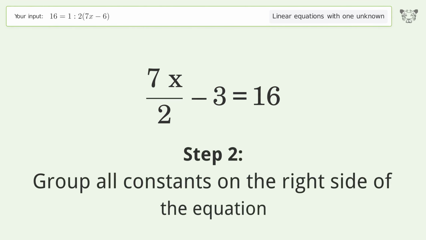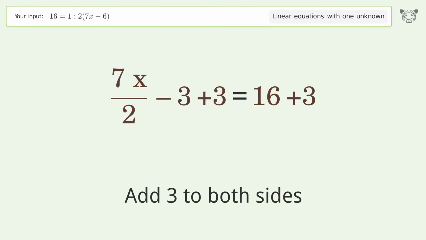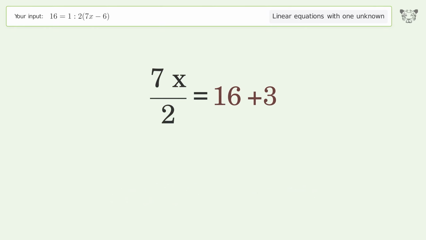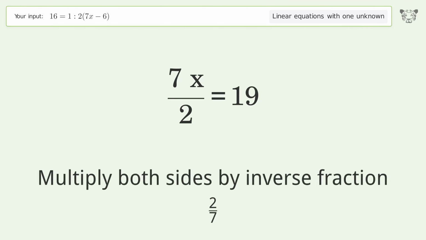Group all constants on the right side of the equation. Add 3 to both sides. Simplify the arithmetic. Isolate the x. Multiply both sides by the inverse fraction 2/7.